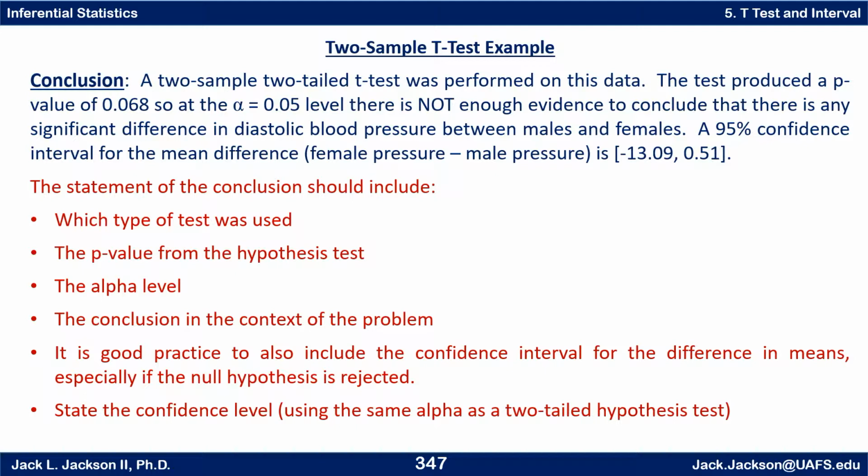Notice when we state our conclusion, it should include what type of test is used, the p-value from the hypothesis test, the alpha level, the conclusion, and the context of the problem. It is good practice to also include the confidence interval for the difference in means, especially if the null hypothesis is rejected. State the confidence level using the same alpha as in a two-tailed hypothesis test.